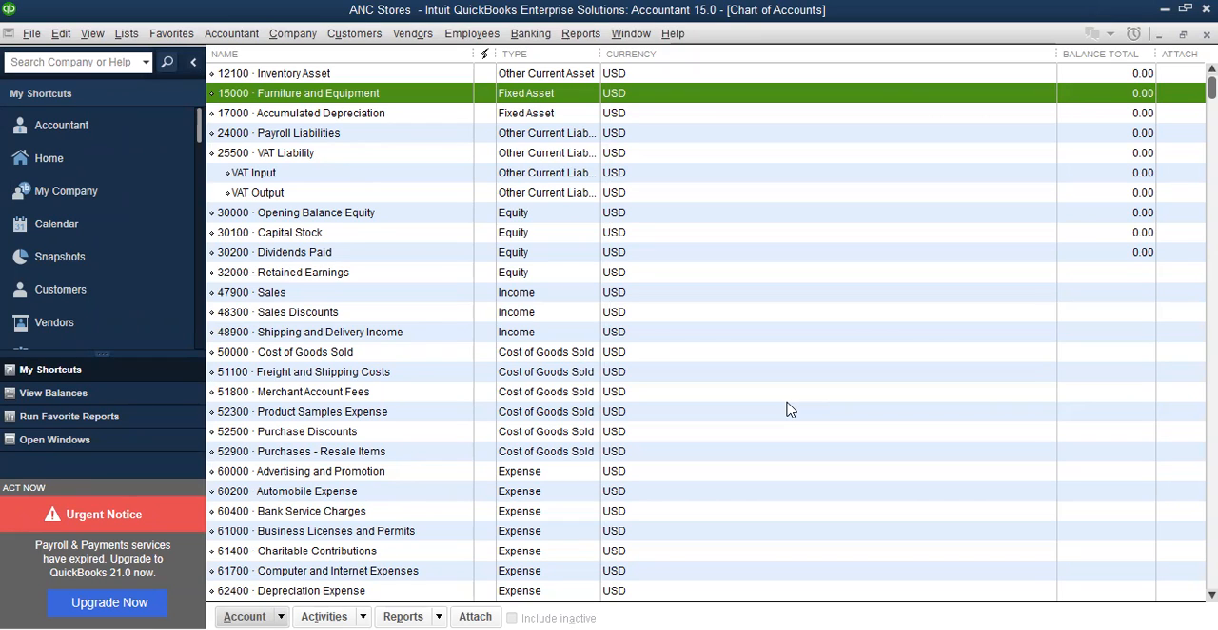VAT, another one. VAT liability. VAT input and VAT output sub accounts. Another one.